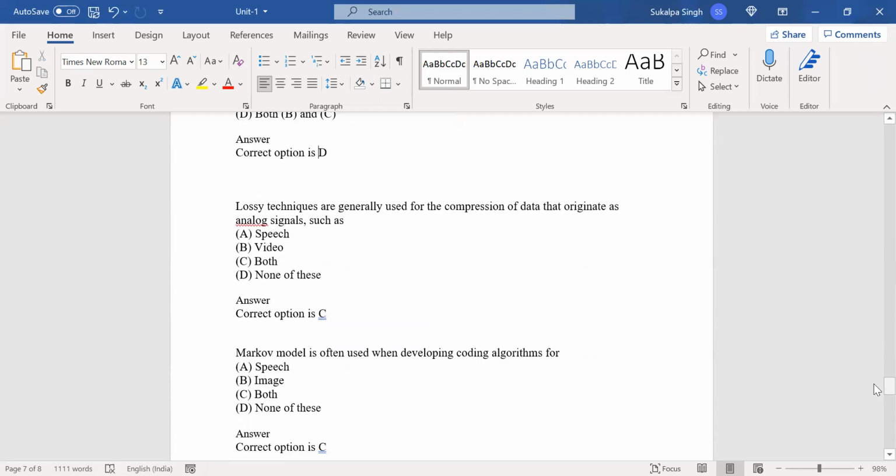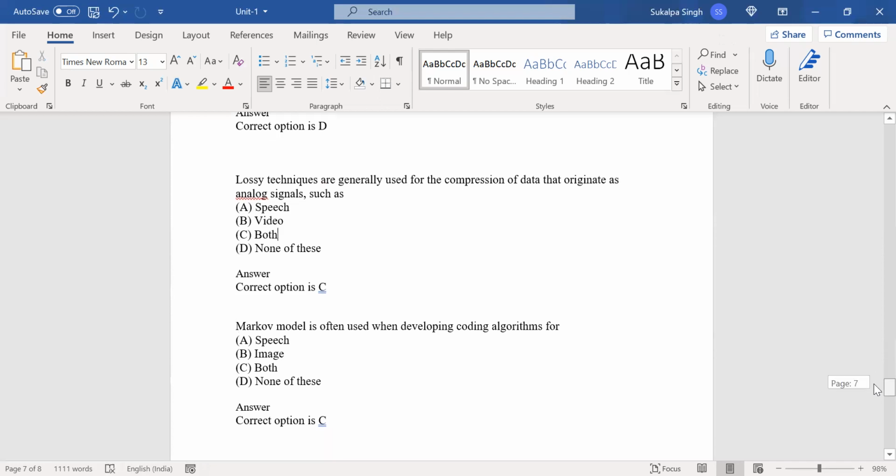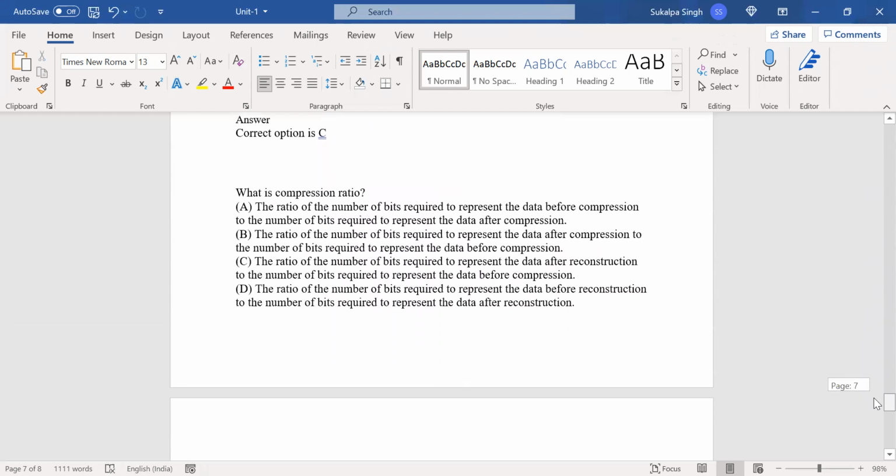Lossy techniques are generally used for the compression of data that originates as analog signals, such as speech and video; both will be there. So the option is C. The Markov model is often used when developing coding algorithms for both speech and images. So these are the key points; when you study the Markov model, you will find it.